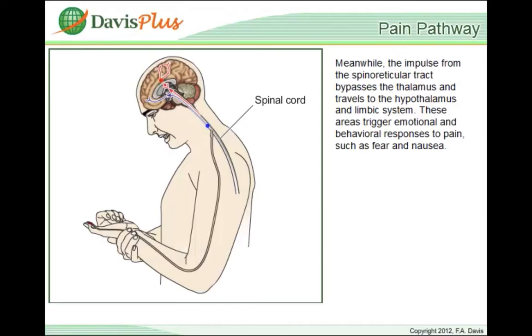Meanwhile, the impulse from the spinal-reticular tract bypasses the thalamus and travels to the hypothalamus and limbic system. These areas trigger emotional and behavioral responses to pain, such as fear and nausea.